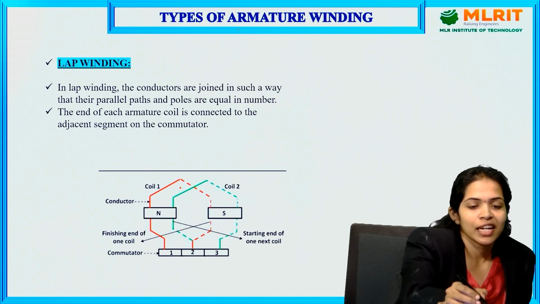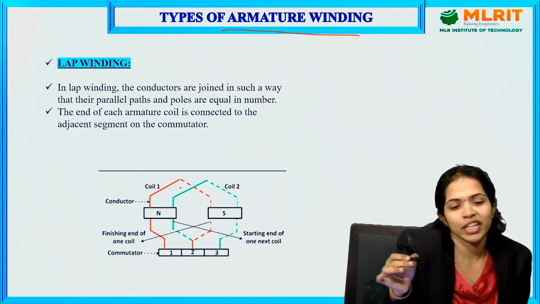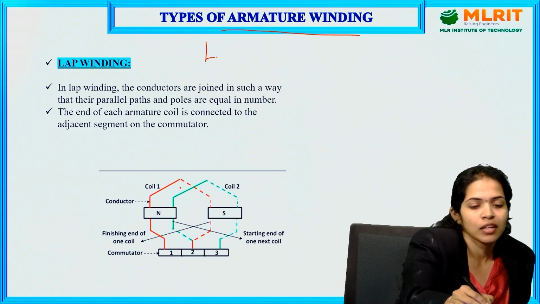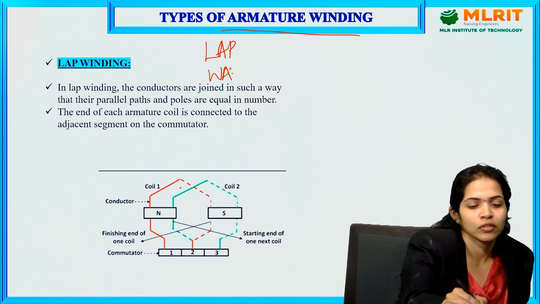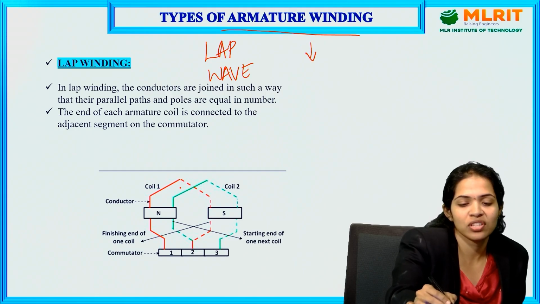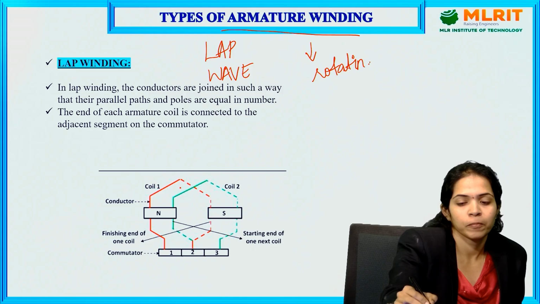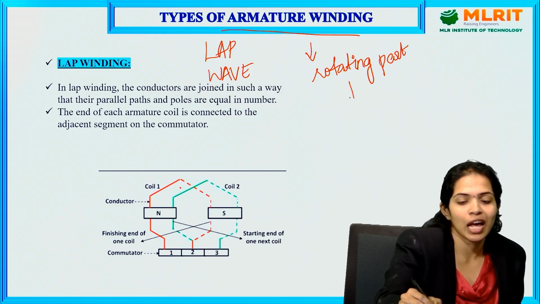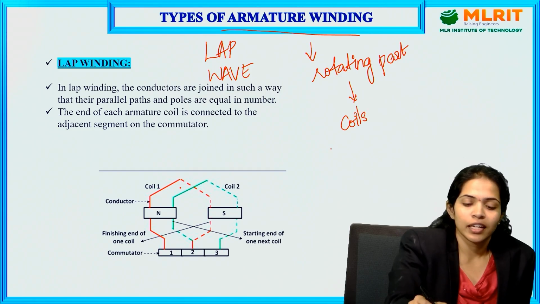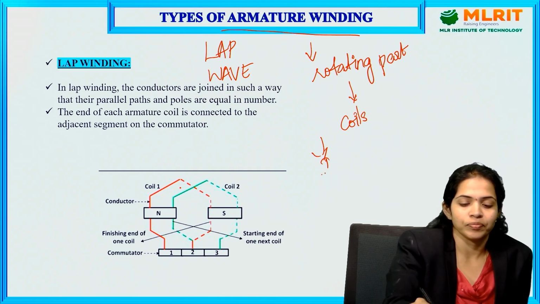Moving on to the next slide, we discuss the types of armature winding. In armature winding, we basically have two types of windings. Windings are connected in lap and in wave. We know that armature is the rotating part of the DC generator, in which we have the armature coils. These coils in turn carry the current I.